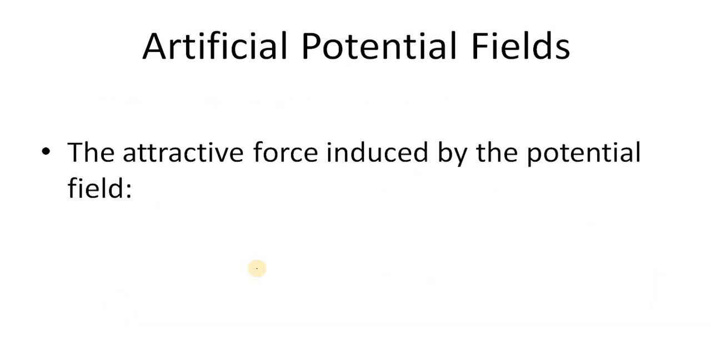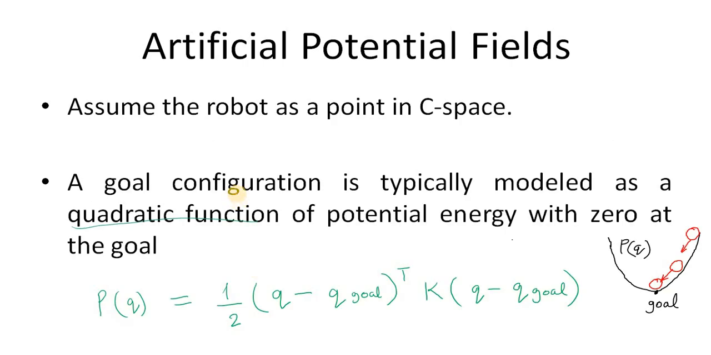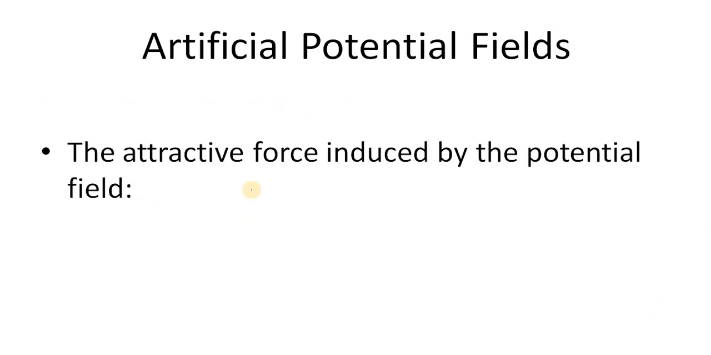Okay, the attractive force induced by a potential field. So the potential field that we made here, this P(Q). Now we want to calculate the force that will be experienced by an object in this potential. So this force will be, let's say, F goal of Q, is equal to, we have already mentioned that this force is always negative.